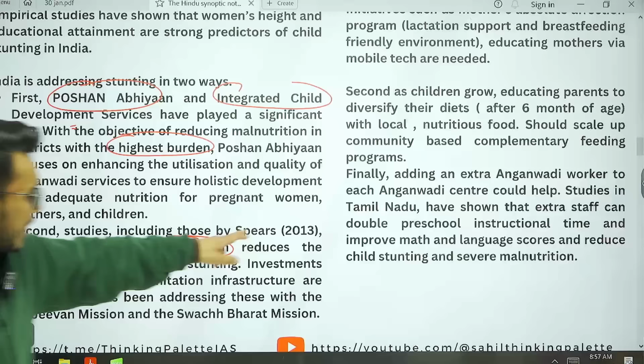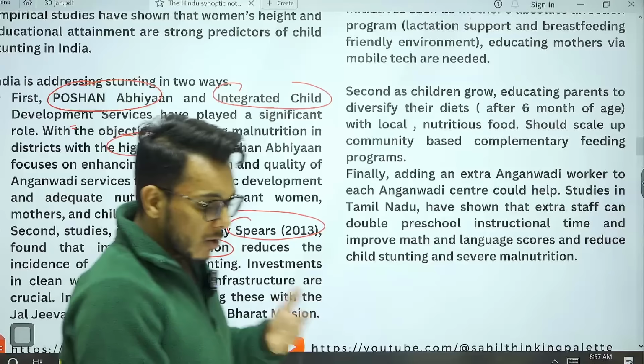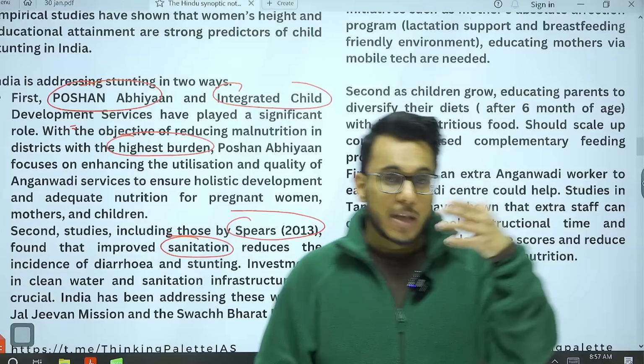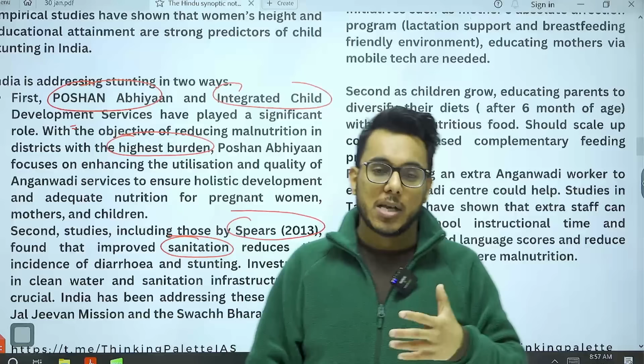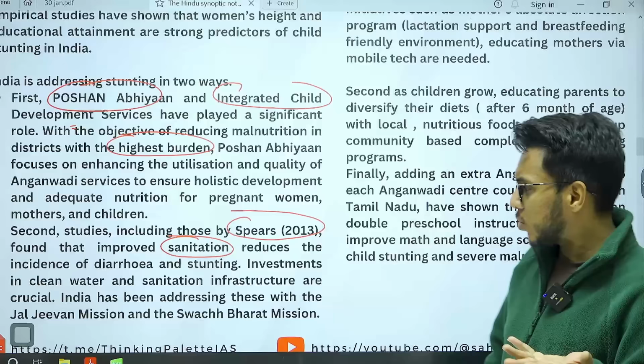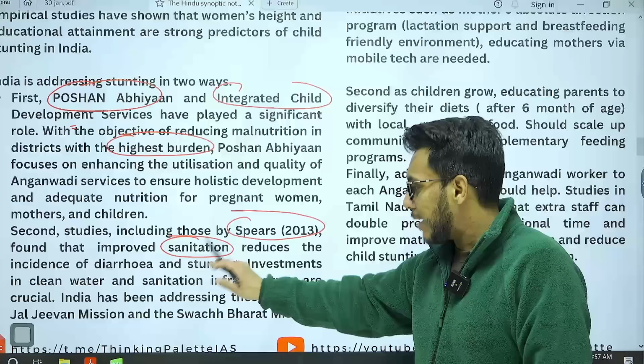Okay, then the second is that we are working on sanitation. According to a Spears study of 2013, sanitation also contributes to stunting. If proper sanitation is not there, then the pathogens in the environment impact the nutrition absorption capacity of an individual. So sanitation can also improve health indicators, and stunting can also be improved. It has been provided that by sanitation, we can reduce the incidence of diarrhea as well as stunting.